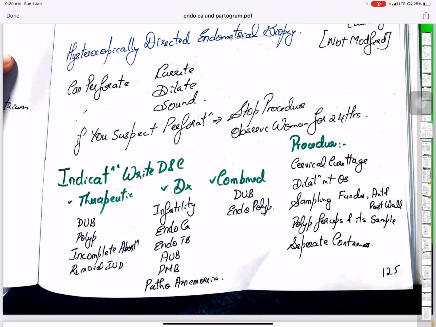The fundus, anterior, posterior, all of them are separately stored and put in one sample, and then we use polyp forceps in case a polyp was missed out during endometrial biopsy, and then we put it in the container and we send it. What are the indications? We have diagnostic indications such as AUB evaluation, endometrial carcinoma, postmenopausal bleeding, endometrial TB, pathological amenorrhea, infertility. Okay. Then in dilatation and curettage, you can also add polyp, incomplete abortion, and removal of IUD.